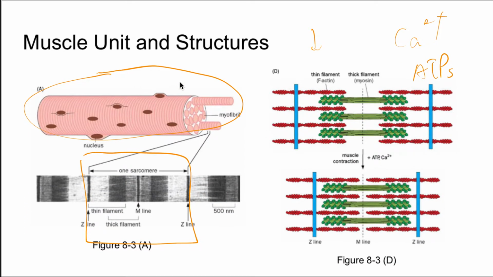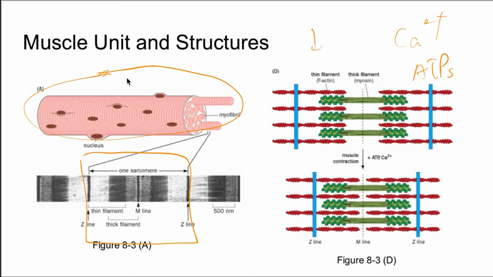Firstly, let's look at the muscle cell and its organization. So this long pink cylinder structure here is one muscle cell, and it contains multiple myofibrils. Each myofibril has a repeating unit called a sarcomere. So each sarcomere consists of parallel overlapping filaments. Filaments are thread-like, long chain structures of protein subunits.